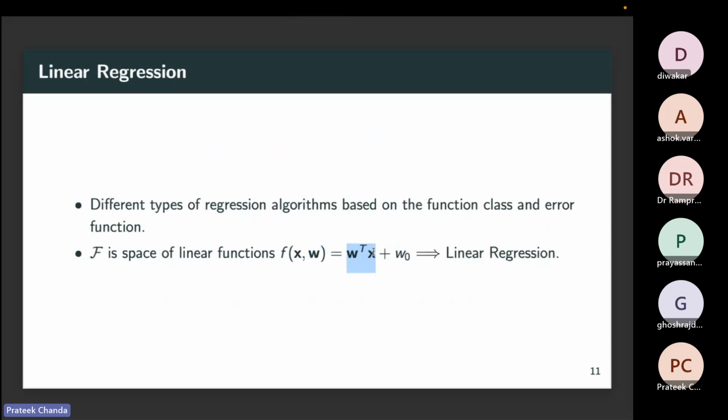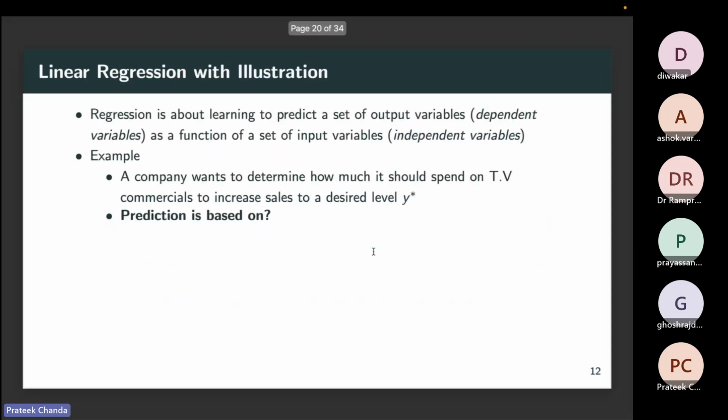And why is it linear? Because it's linear in w. It's not necessarily linear in x. It can be like w transpose x squared plus w transpose x plus w naught. It's still called a linear regression problem because it's linear in w. So that's the notion. And so regression is basically about learning to predict a set of output variables, which are my dependent variables, based upon a function of a set of input variables or independent variables.